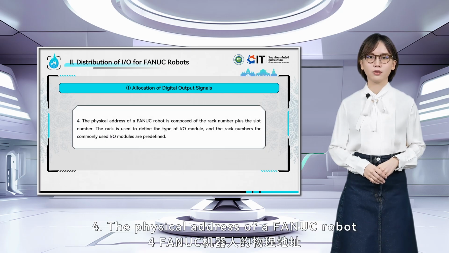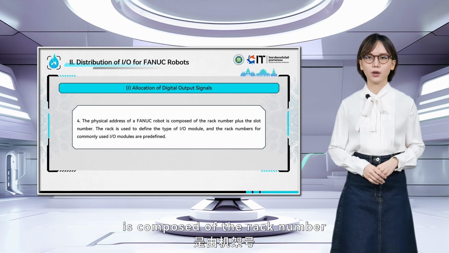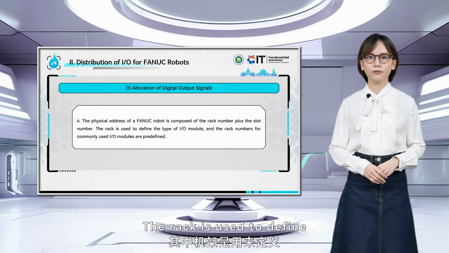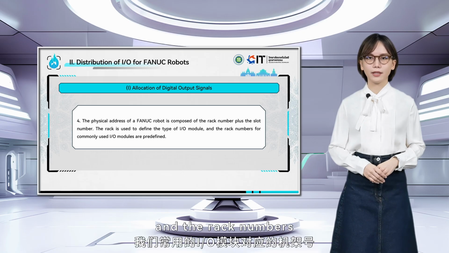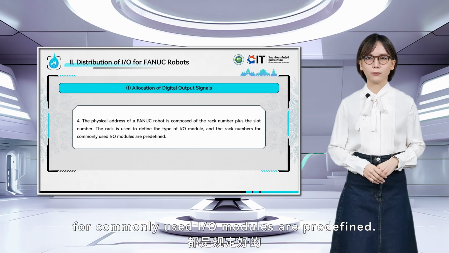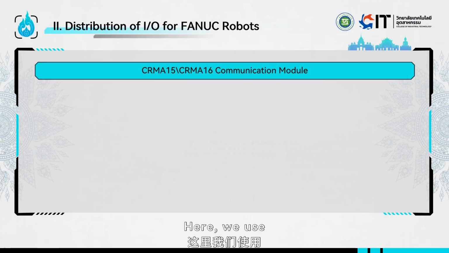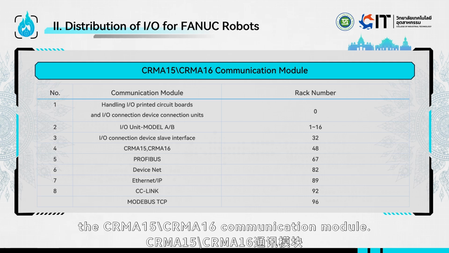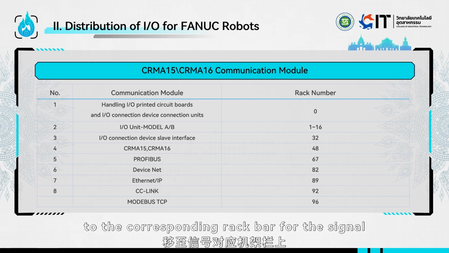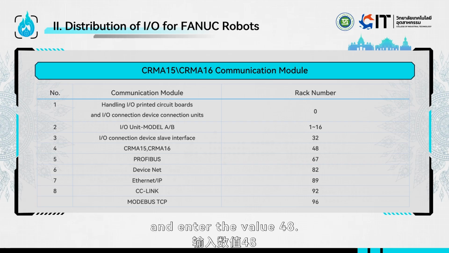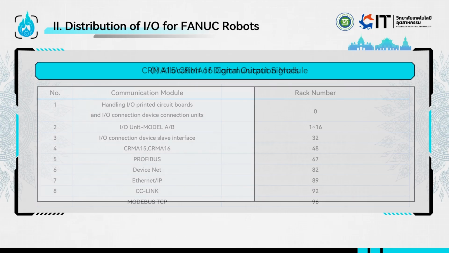4. The physical address of a FANUC robot is composed of the rack number plus the slot number. The rack is used to define the type of I/O module, and the rack numbers for commonly used I/O modules are predefined. Here, we use the CRMA15/CRMA16 communication module. Move the cursor to the corresponding rack bar for the signal and enter the value 48.